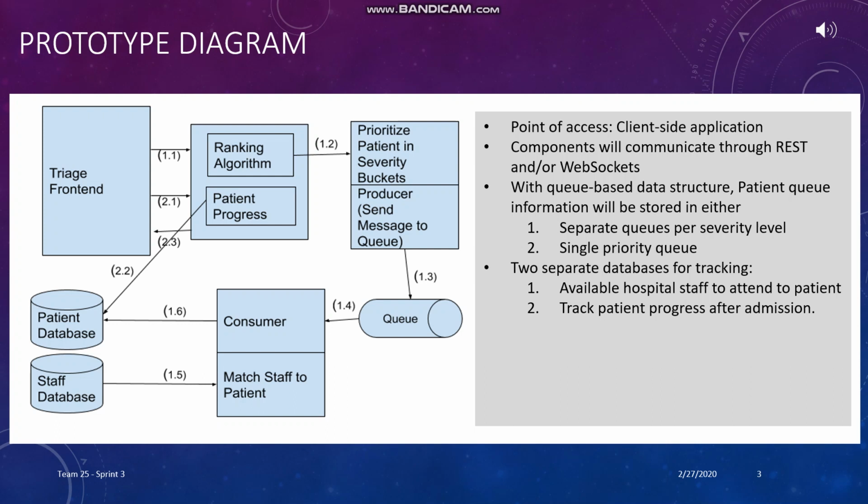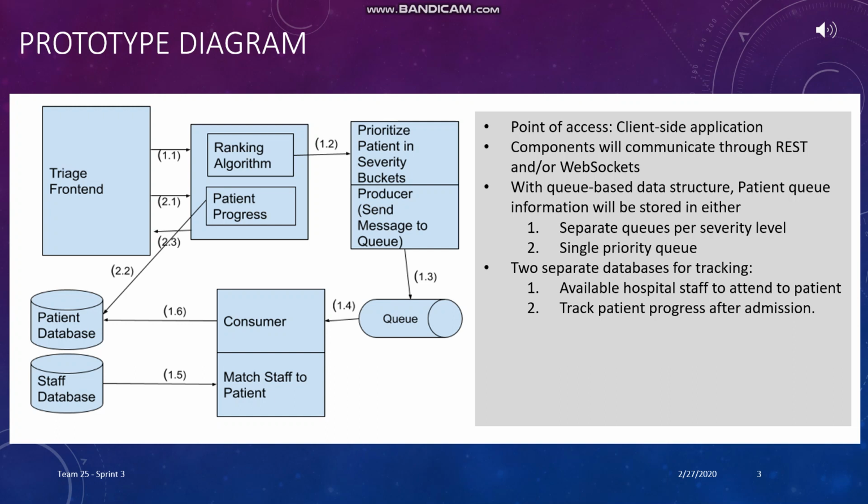The left side of the slide is our prototype diagram. The two use cases are separated by 1 point and 2 points. We have 6 steps for use case 1 and 3 steps for use case 2. The rectangles are components and the ellipses are our databases. The components will communicate through REST and WebSockets.